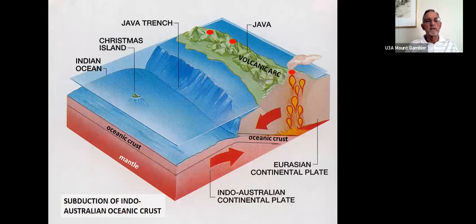Now, the Java-Sumatra Trench is a simple subduction zone where the Australian plate is effectively oceanic crust here, and not continental plate so much as marked, but it's the Indo-Australian plate in this region, sliding in because of its increased density as basaltic oceanic crust. It slides in under the continental and volcanic material of Java and Sumatra. There's a little Christmas Island sitting up there.